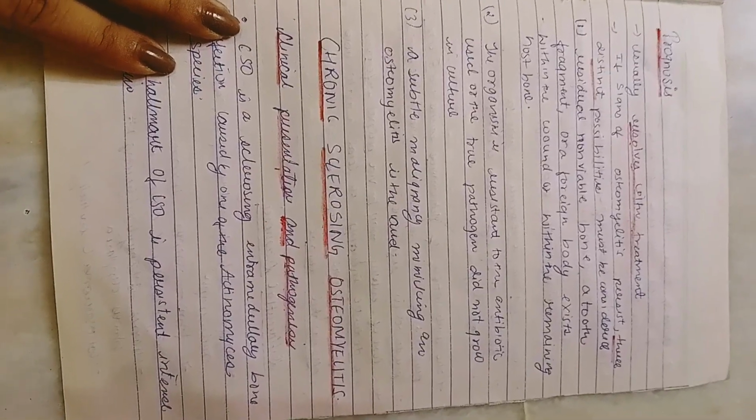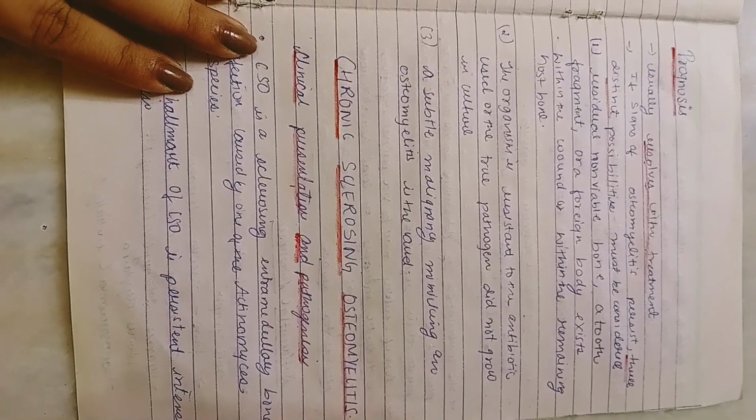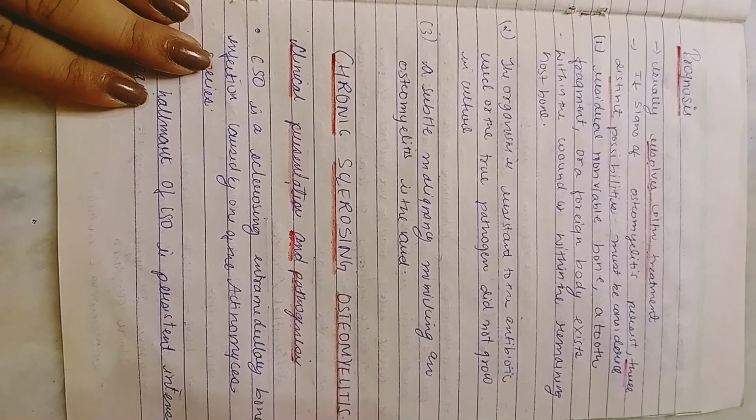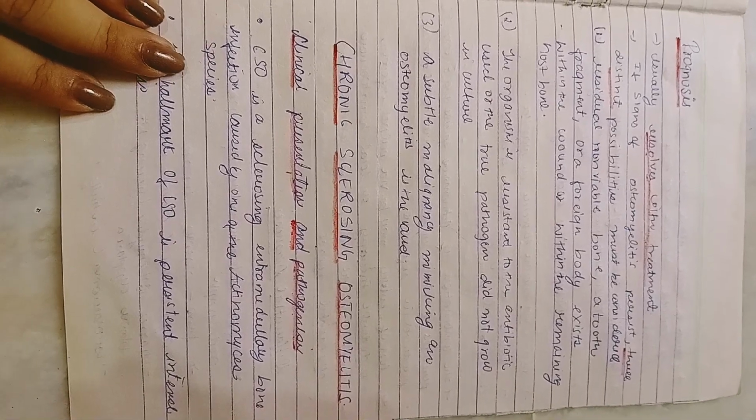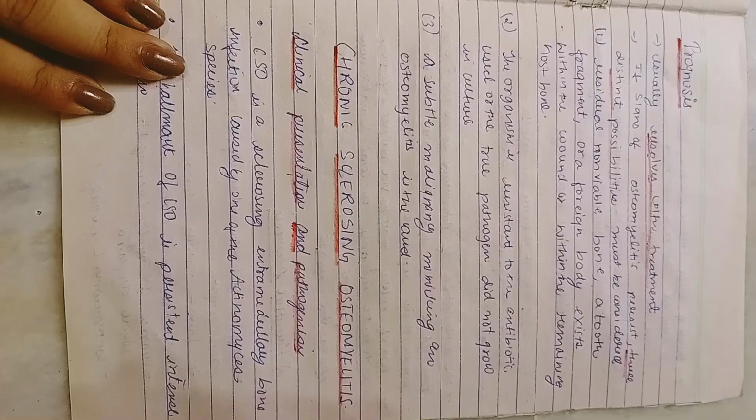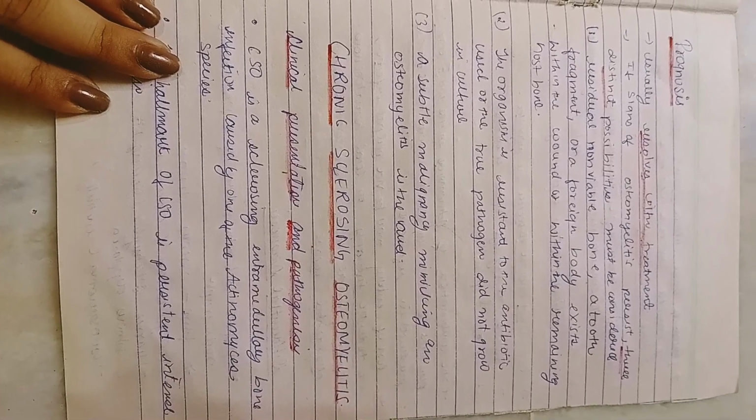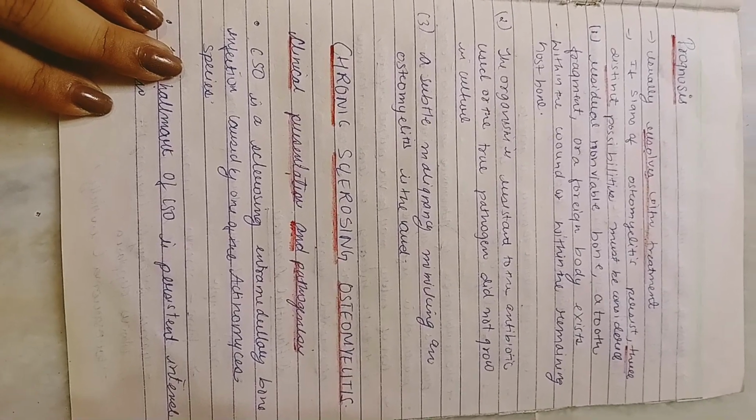Chronic sclerosing osteomyelitis, clinical presentation and pathogenesis. CSO is a sclerosing intramedullary bone infection caused by one of the actinomyces species. So it is a sclerosing condition in intramedullary bone.